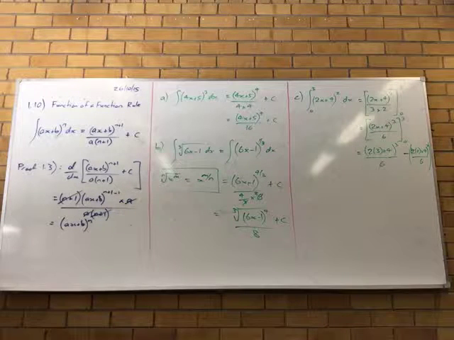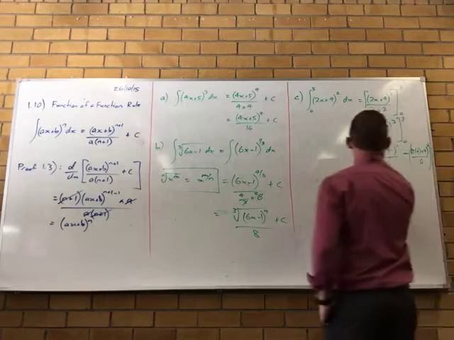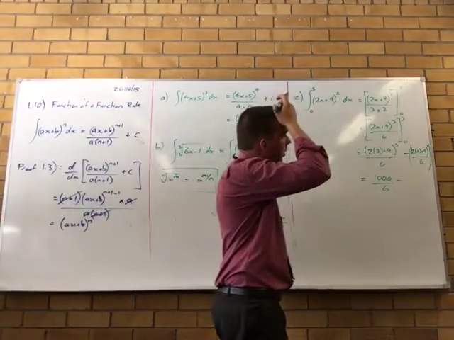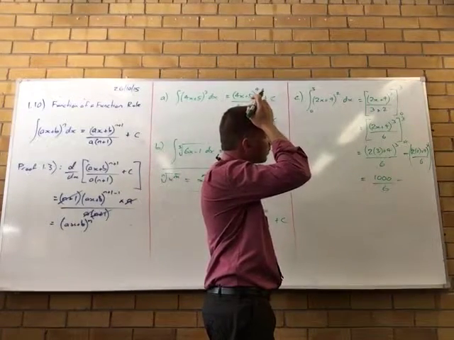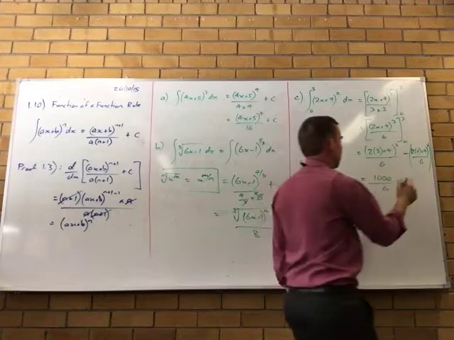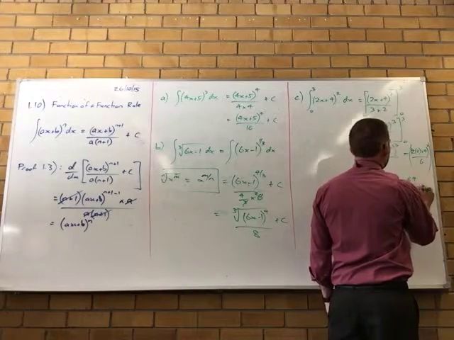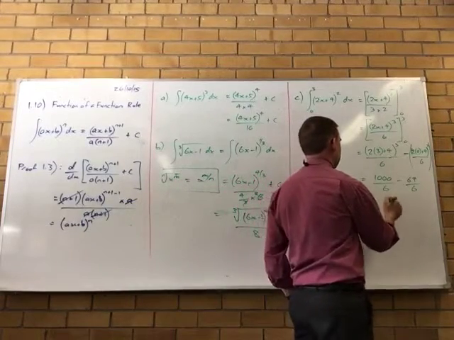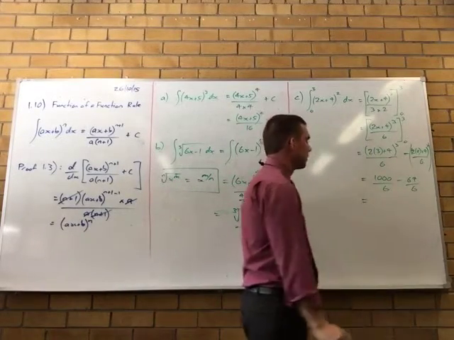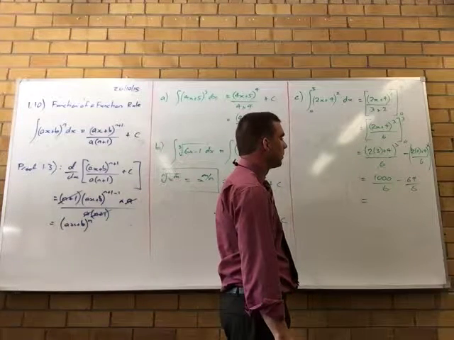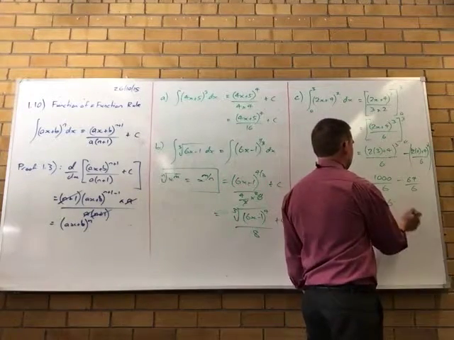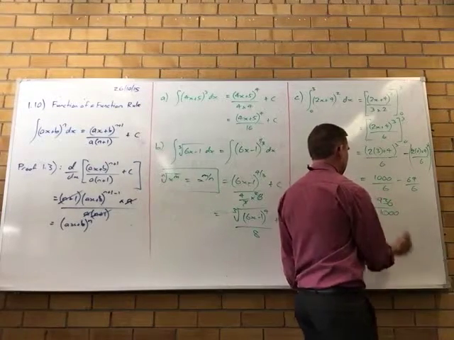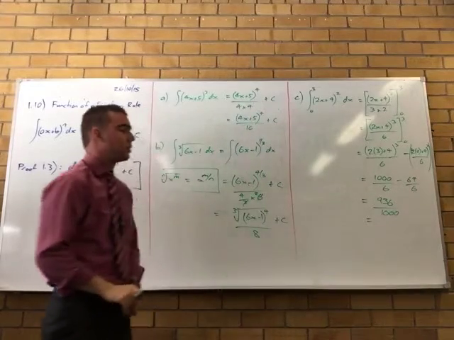So that's 6 plus 10, 3, so 1,000 divided by 6, take away 64 over 6. And always have fractions simplified down to simplest form.